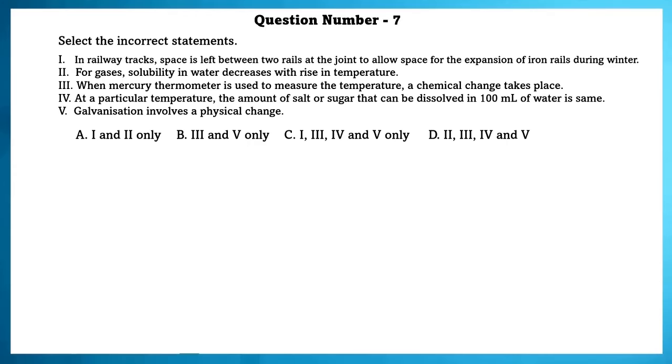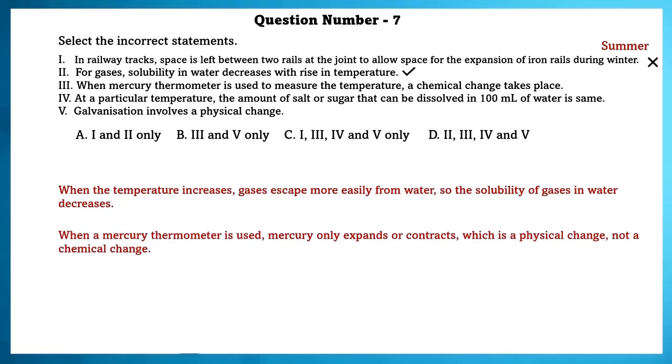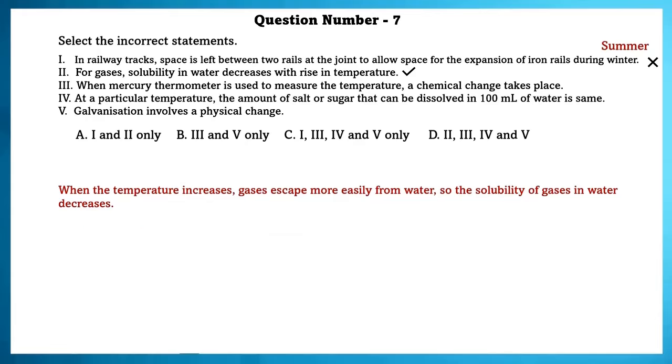In railway tracks, space is left between two rails at the joint to allow space for expansion of iron rails during winter. Wrong. It should be during summer. Second one, for gases, solubility in water decreases with increase in temperature. When the temperature increases, gases escape more easily from water. So the solubility of gases in water decreases. So the second one is true.